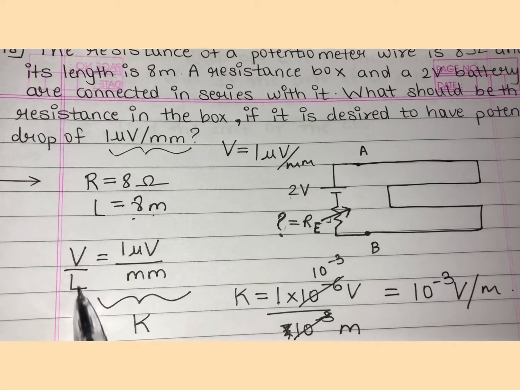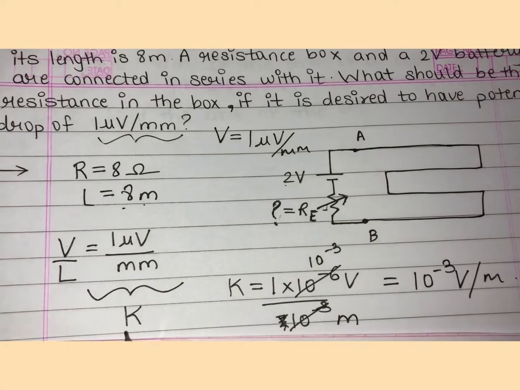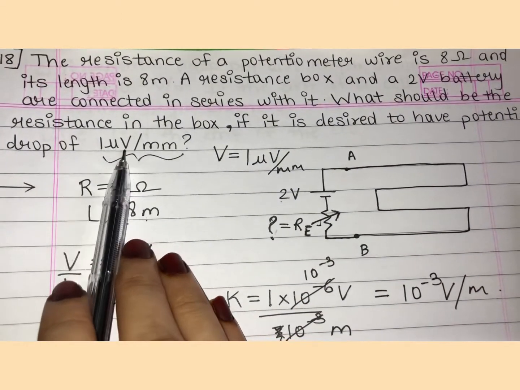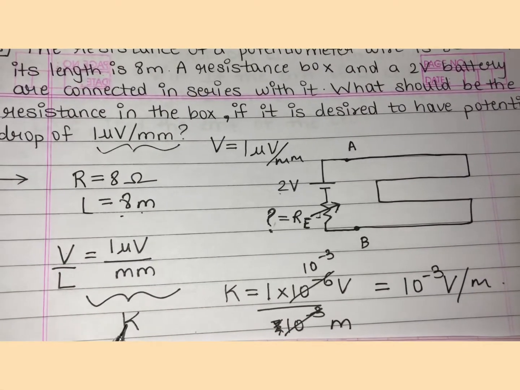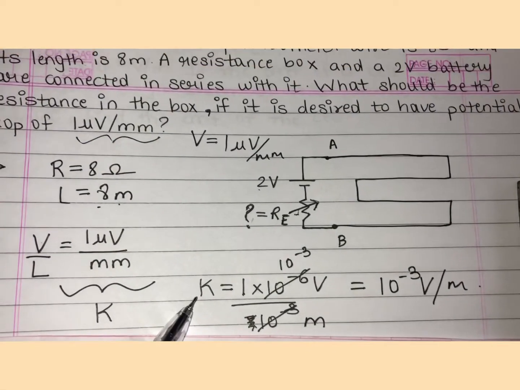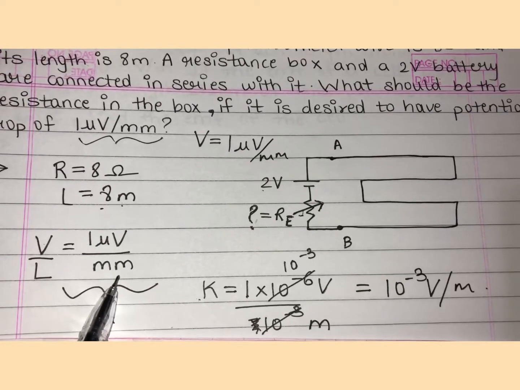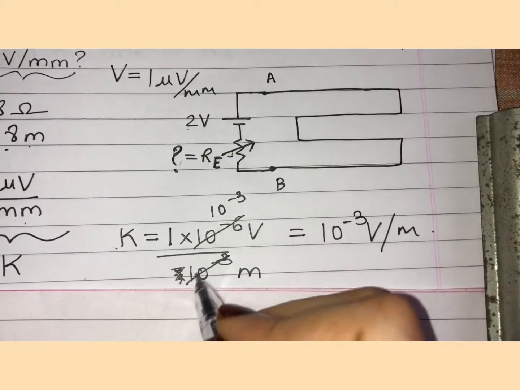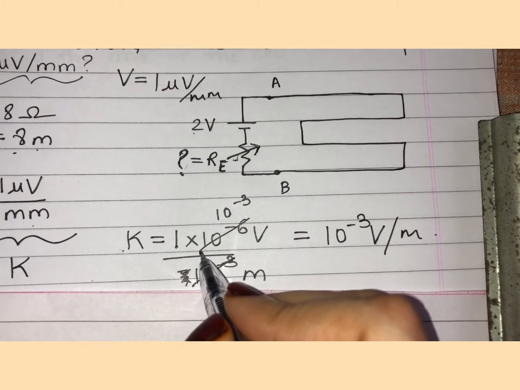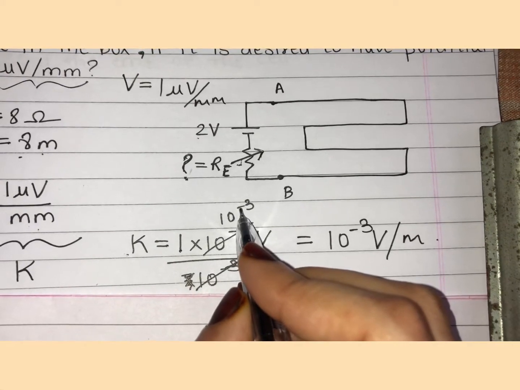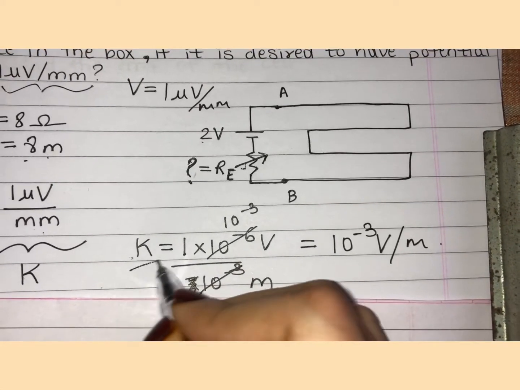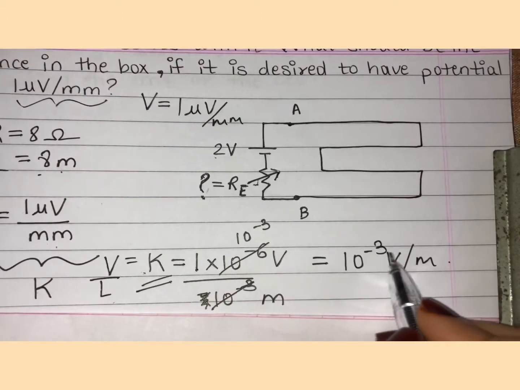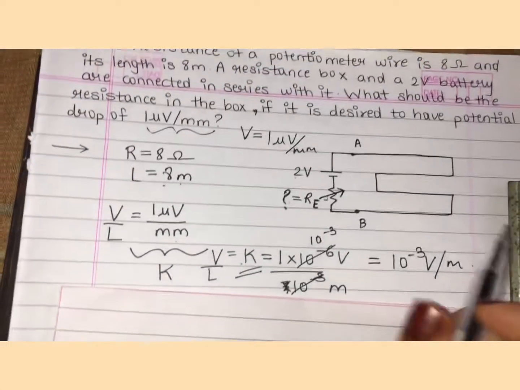So potential difference per unit length is nothing but potential gradient. So whatever is given in your question, that is potential drop of 1 microvolt per millimeter, is nothing but the potential gradient, that is K. So K is equal to 1 microvolt per millimeter. Micro is 10 raised to minus 6, milli is 10 raised to minus 3. So 10 raised to minus 3 gets cancelled from the numerator and denominator. What remains in the numerator is 10 raised to minus 3. So the potential gradient, or potential difference per unit length, is equal to 10 raised to minus 3 volt per meter.